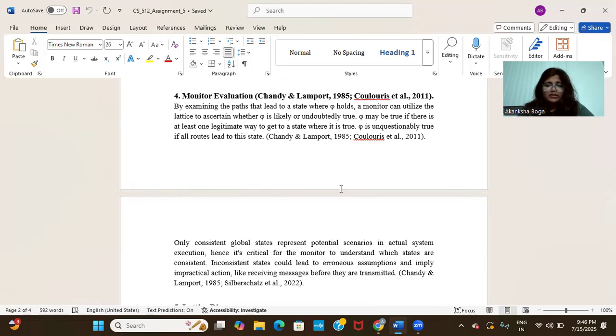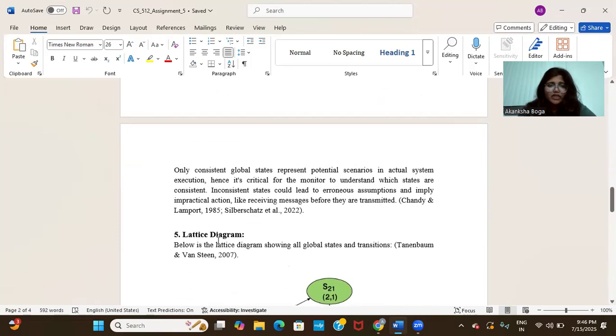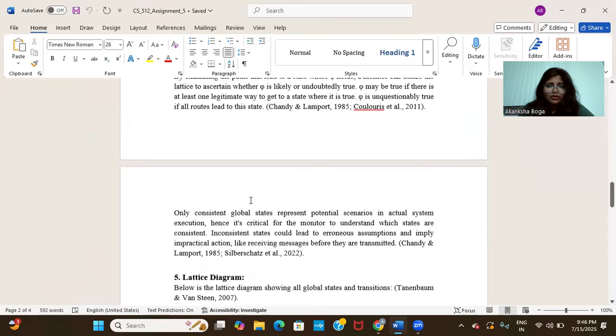So there are two ways the monitor can decide. If at least one path leads to the property attribute being true, then that attribute is possibly true. And the second condition is, if every possible path leads to the property being true, then the property is true. So either way, if the property attribute is true, then it's possibly true.